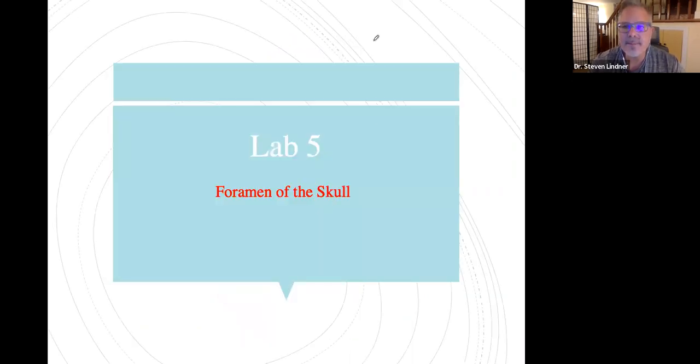We're going to look at some of the foramen of the skull now. Let's take a look at some of the foramen.